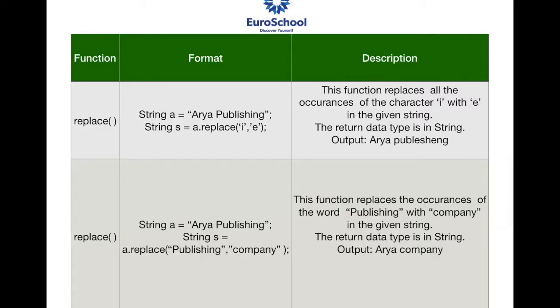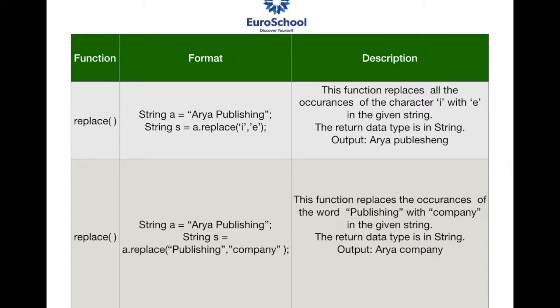Now this is the function where you can actually replace a particular word or a letter. I hope you all understand the meaning of replace. It's like changing it. So here I have got string A equals Arya Publishing. In that, you see A.replace('I', 'E'). Now they both are characters, that's the reason I have put them in single quotes. Wherever I find the letter I, that will get changed to E.